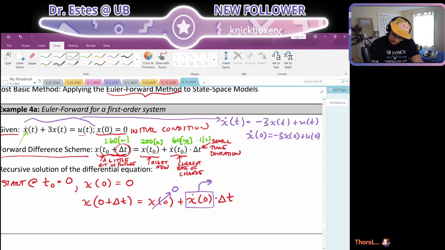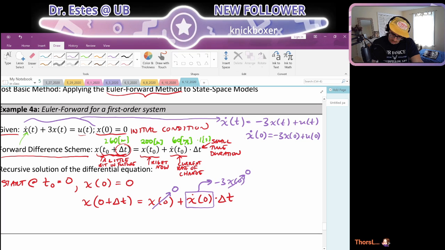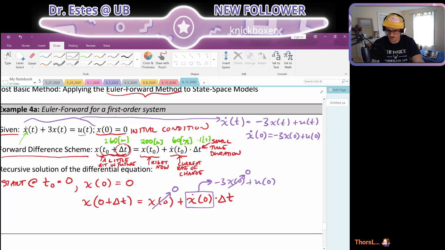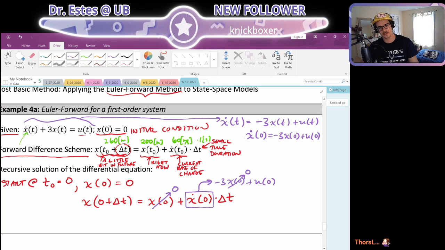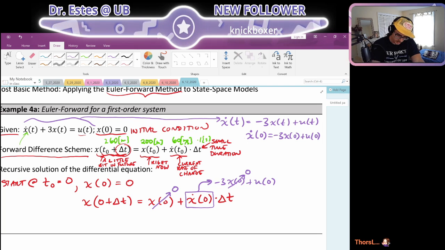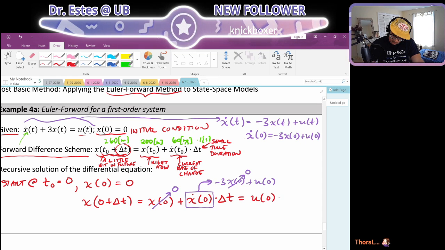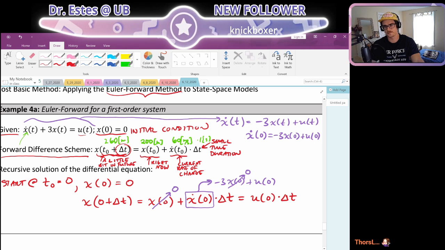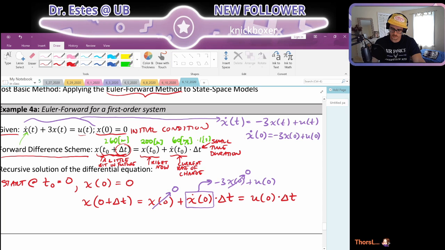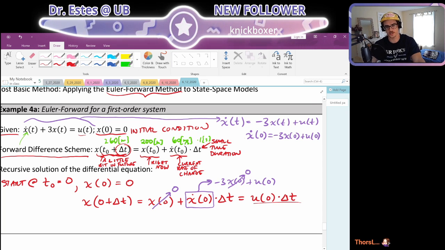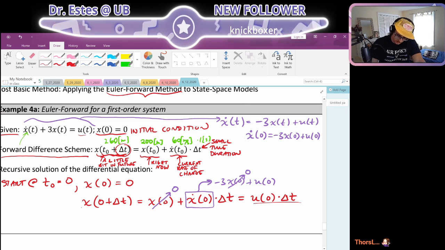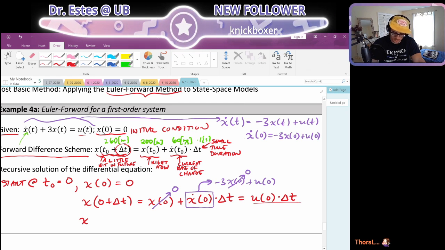So here I would plug in minus 3 times x0, which I know is 0, plus u0, whatever my input to the system is at that initial time. All right, so maybe we'll gather these terms together. It'll equal u at time 0 times delta t. So this is what my prediction of x is at delta t. Then you just continue with this recursively.